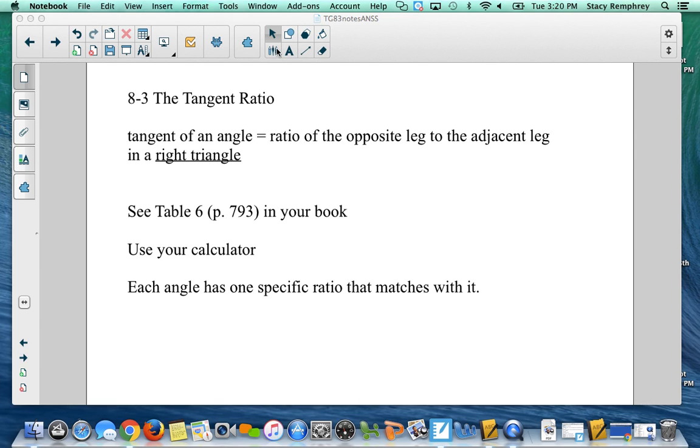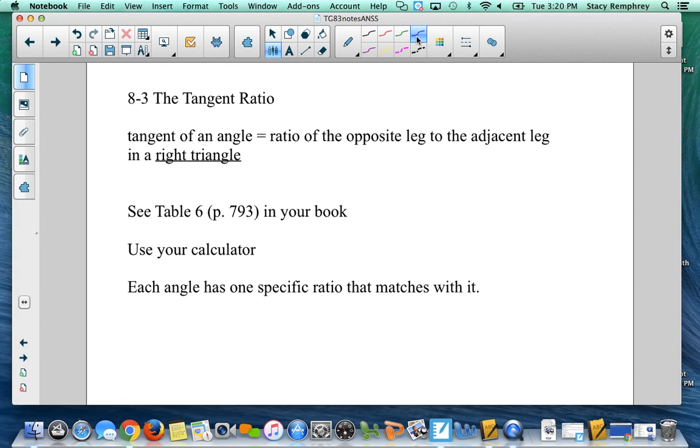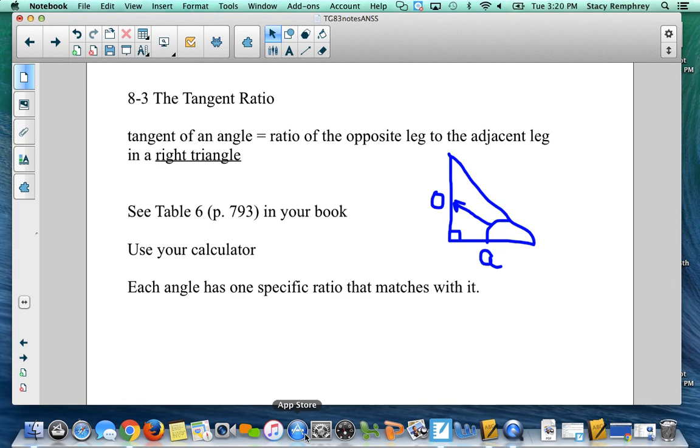So just to give you an idea, and again, if you were in class, you have this. If we have a right triangle, and this is the angle that I'm going to be talking about, then this would be the side opposite. And then this, the other leg of the right triangle, is the adjacent side. And then we have the hypotenuse over here, but for the tangent ratio, we're not really going to be using that. So the tangent is the ratio of the opposite leg to the adjacent leg in a right triangle.